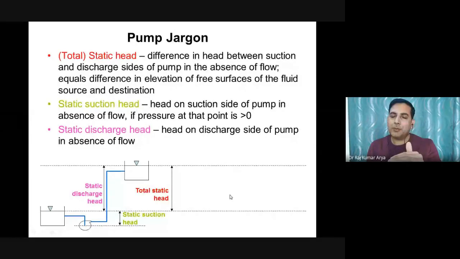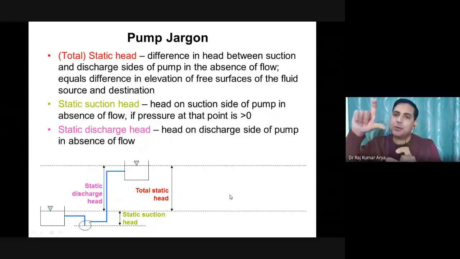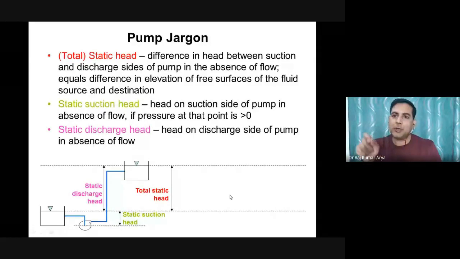Now that 2 kilowatt is the energy. Now you want to divide by the terms Q, rho and G. How much flow rate do you want to take? Based on that, you can calculate the head delivered, because the energy delivered by the pump is QH rho G.